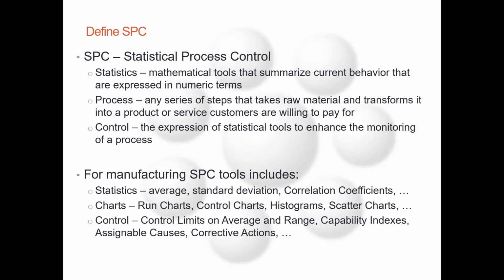Control is the expression of statistical tools to enhance the monitoring process. For manufacturing, some of the SPC tools include, on the statistics side, average, standard deviation, correlation coefficient, and a few other basic statistics. Charts: run charts, control charts, histograms, scatter charts. We won't get into all those. The control comes in with control limits on average and range, capability indexes, assignable cause and corrective action. You may not think of them as SPC tools, but they're very important.